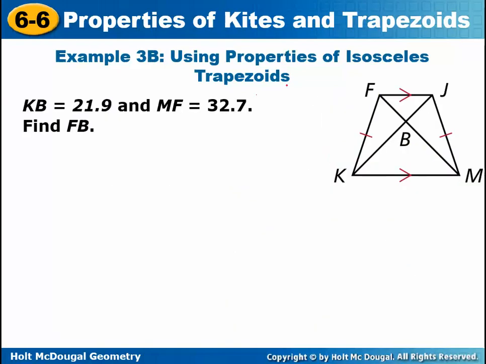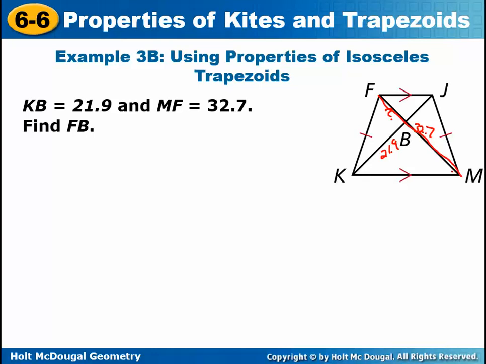Okay, in this one, we also have an isosceles trapezoid. How do we know that? We have parallel opposite sides, and we have that the legs are congruent. KB is 21.9, and MF is 32.7. They want us to find FB. They want us to find this piece.